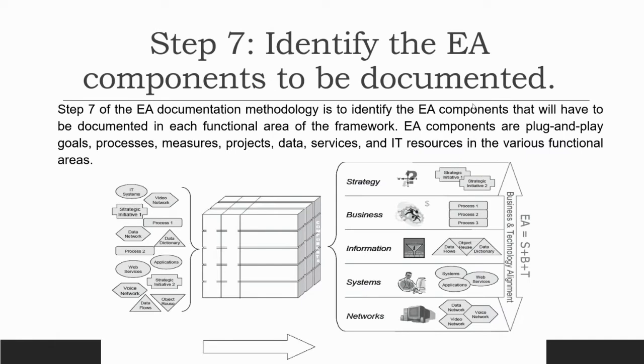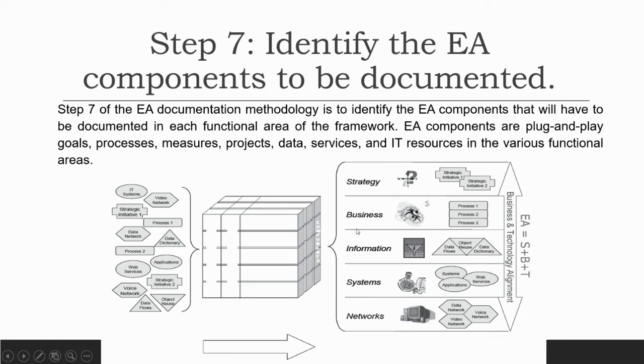Step 7: identify the EA components to be documented. This step identifies the EA components that will have to be documented in each functional area of the framework. EA components are the plug-and-play goals, processes, measures, projects, data, services, and IT resources in the various functional areas.